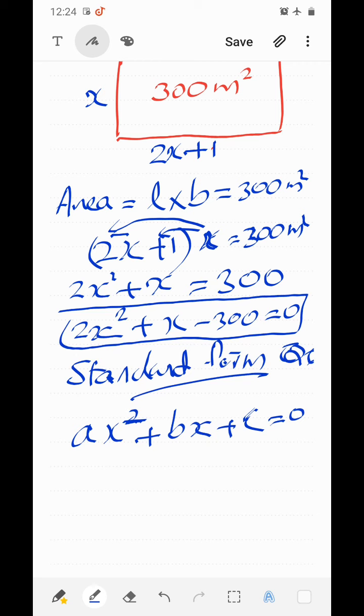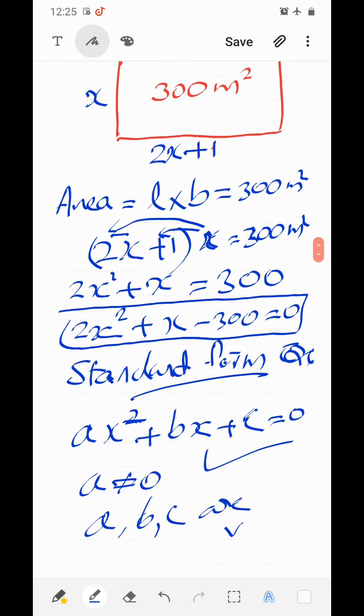Okay, here we can say that a should not be 0. If a is 0, what will happen? Then the x square term will be cancelled. Then it will become, yes, a linear polynomial. Now this is the standard form of a quadratic equation, and here a, b, c should be real numbers. a, b, c are real numbers. Okay, this is the standard form of a quadratic equation.